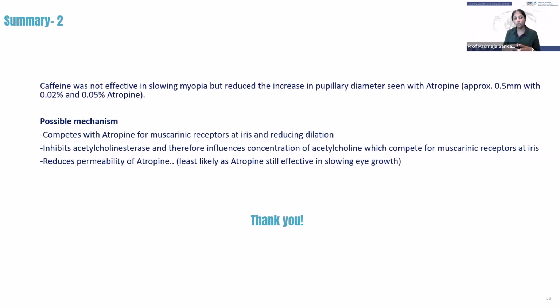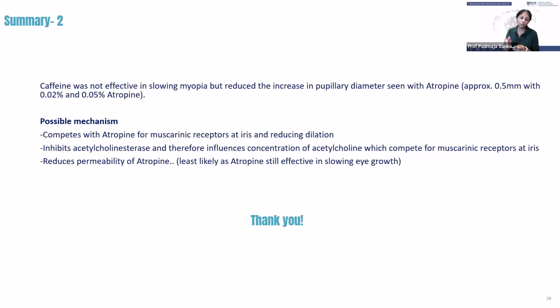At this point in time, we do not understand the significance of this 0.5 millimeter difference in pupillary dilation, and clearly much more work needs to be done to understand the mechanisms as well as the significance of this data. The possible mechanisms for why we might be seeing this sort of response could be that caffeine is competing with atropine for the muscarinic receptors at the iris, and therefore reducing the dilation effect that we are seeing. Possibly, caffeine is inhibiting acetylcholinesterase, increasing the concentration of acetylcholine, which then competes with atropine at the muscarinic receptor sites.